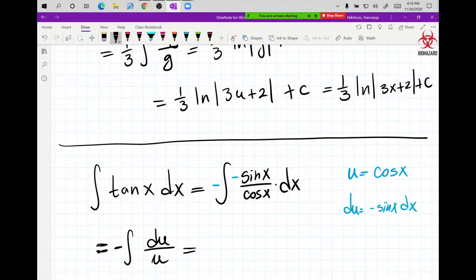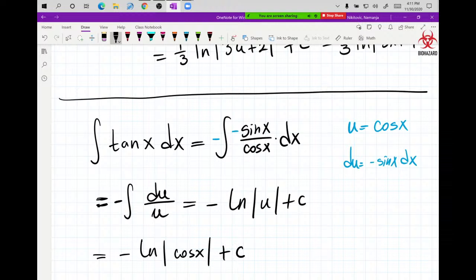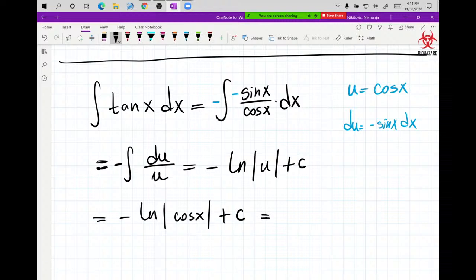Now, what is this integral equal to? This is a basic integral. You should know this one from 4.9. Yes, with absolute values again. So ln absolute u plus c, and then we plug everything in there. Now look, we get negative ln of cosine x plus c.